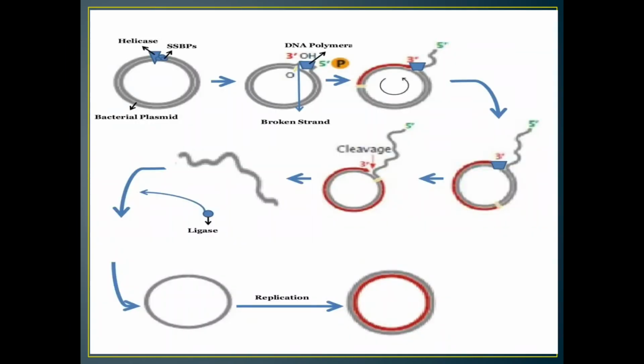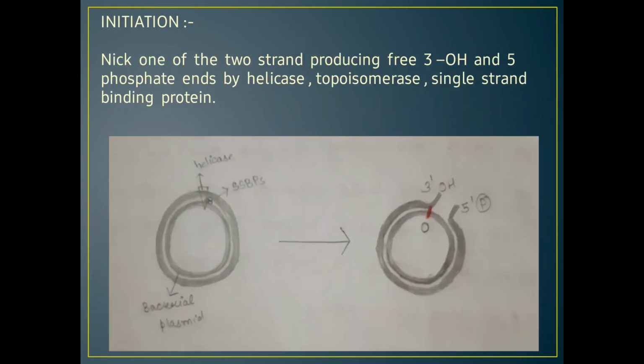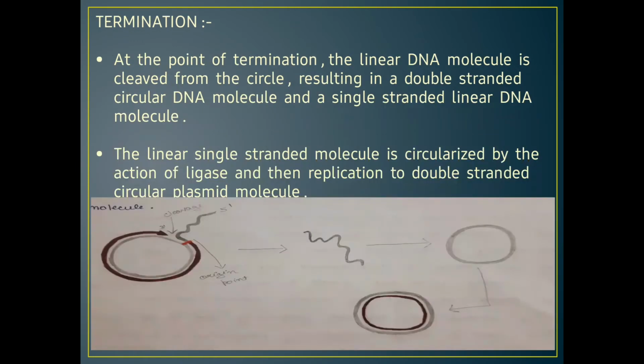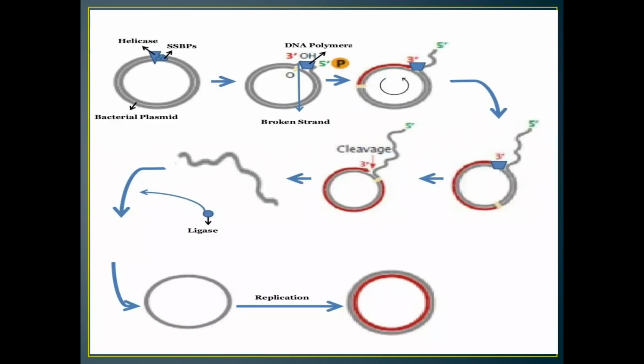In this picture I have shown, as I said before, the processes of initiation, elongation and termination. All these diagrams are seen together. You can see here, first it was a bacterial plasmid where helicase was present. Then the strand was broken and the DNA polymerase came here. So that was the first process, which we called the initiation process.